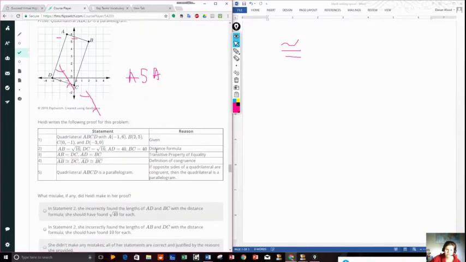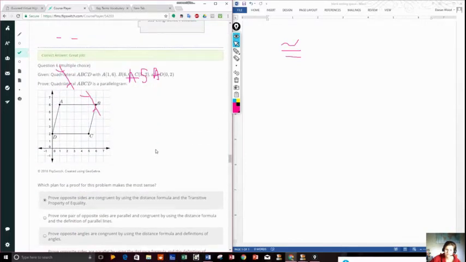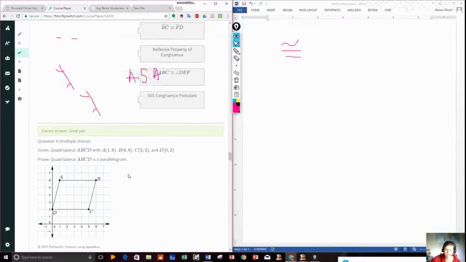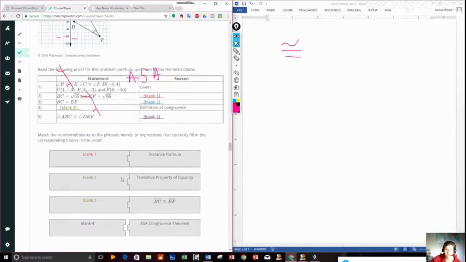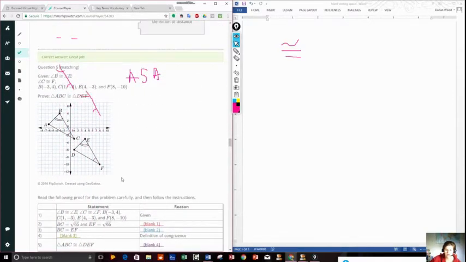Just to double check that, 6 and 5. So 6 we were correct, distance formula and transitive property, and 5 we are also correct. It is the angle side angle.